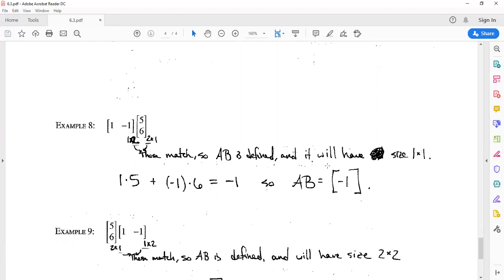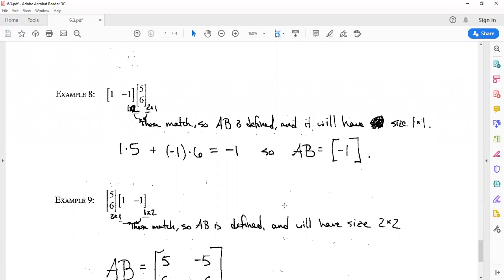If you wanted to write that as a matrix on the nose, you could write these little brackets around it. That's fine. I don't know how Connect Math is going to care. We'll see when we get there.